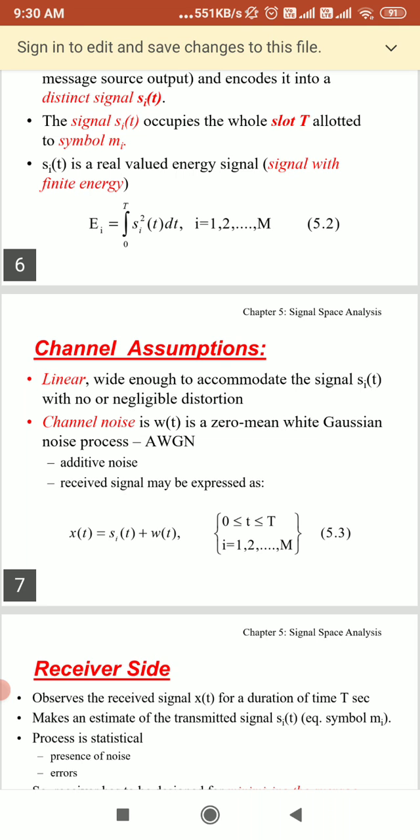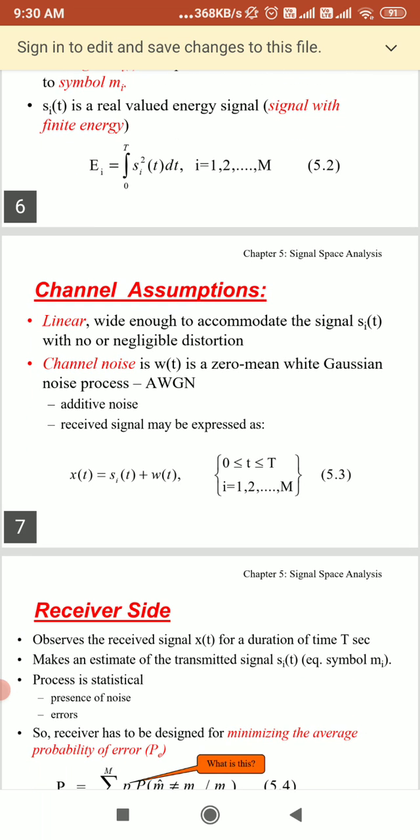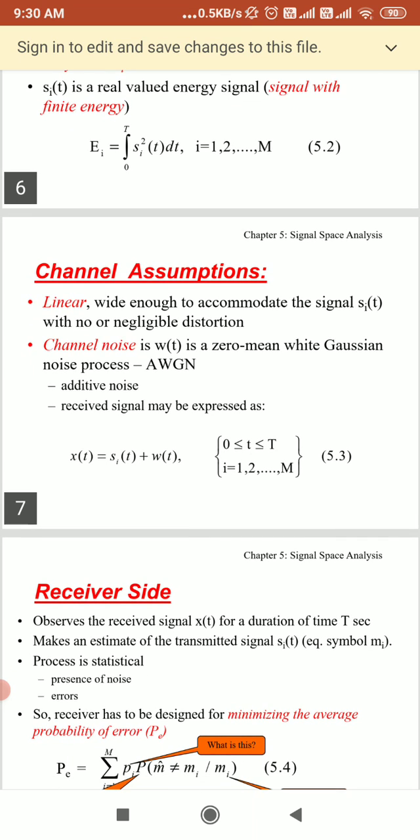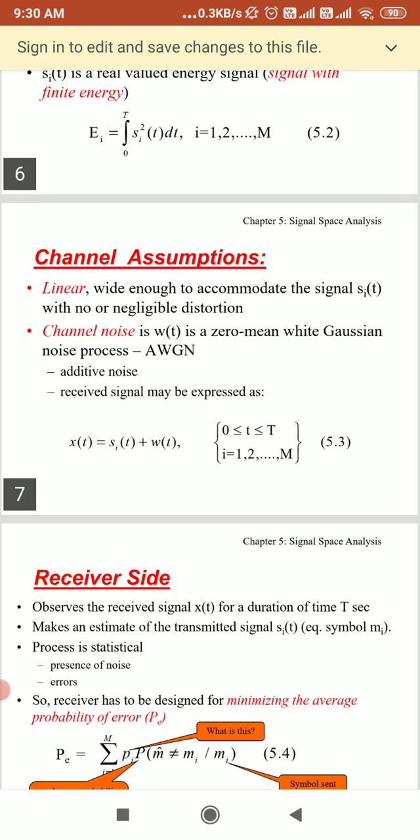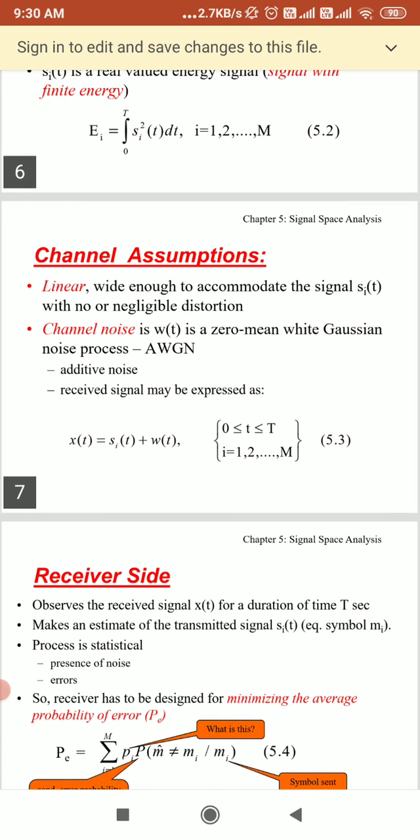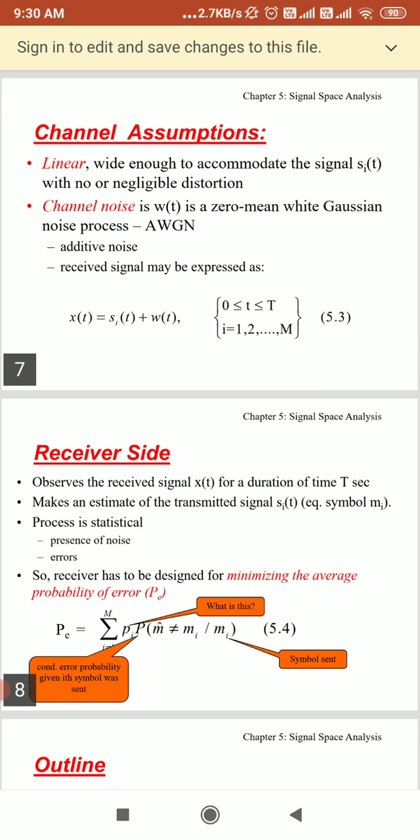So we can say you will get the received signal, which you can take as x of t, that is nothing but the signal which you will get at the receiver. So the received random process is Si of t plus the white Gaussian noise, which you can take as Wt. So we can say x of t equals Si of t plus Wt, and you will get that signal at the receiver side.